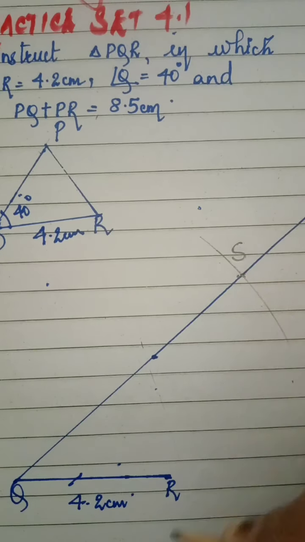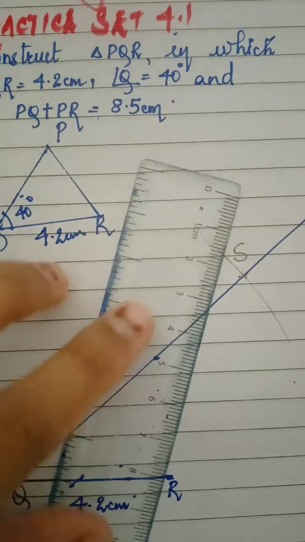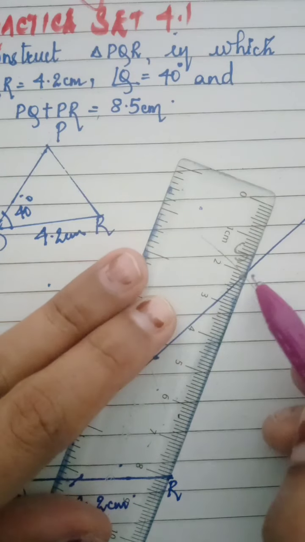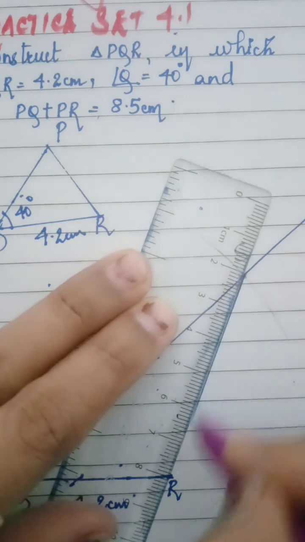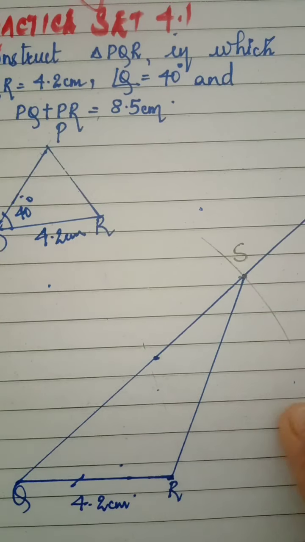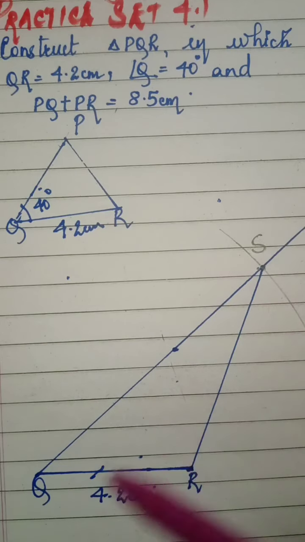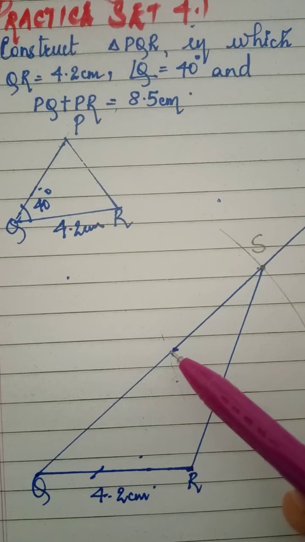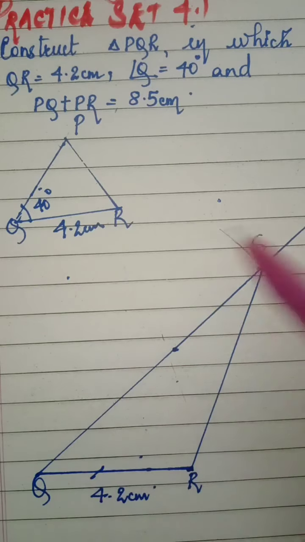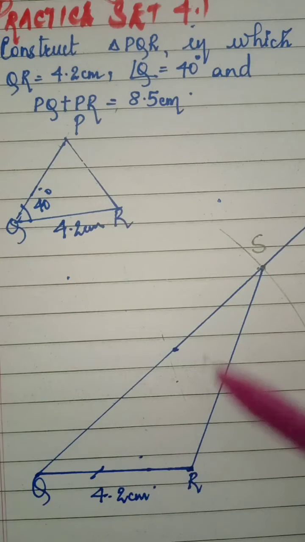Now join S and R. So I am joining S and R. Yes. So what you got is somewhat this type. Now we have the sum of two sides. We know somewhere here we will get the point P. Sum of those two sides, PQ and PR, is given as 8.5.